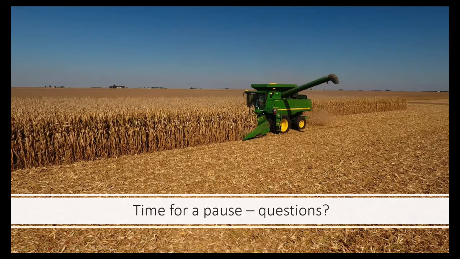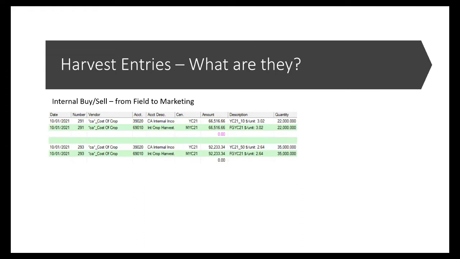Right on track. Okay, so here I put that harvest picture up because I wanted to trigger the harvest season. When you run through the inventory evaluation process, the system puts in some entries that are hard to understand. How do we report on them? In this case, we have two fields, and I call this an internal buy-sell entry. It basically sells the crop out of the field, and the marketing center, or finished goods product center, buys that crop. So it's an internal buy-sell, income and expense transaction.